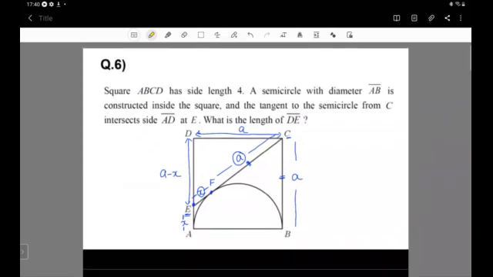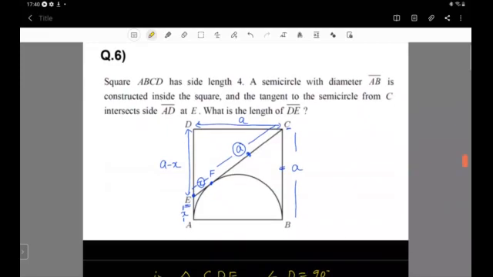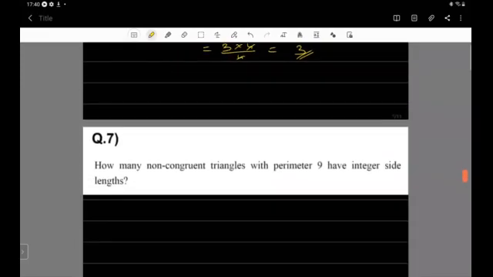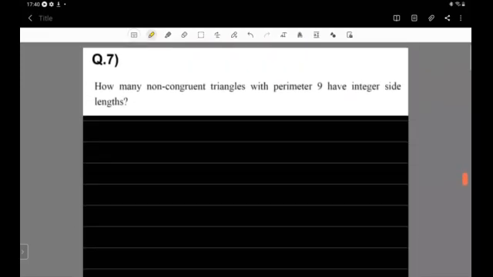We just used a very basic theorem from tangents of circles: that if two tangents are drawn from an external point, you cannot make more than two tangents, right? You can make exactly two tangents from an external point to a circle, and these two tangents will be of equal length. All right. So I hope you have understood. Let's move to question number 7.